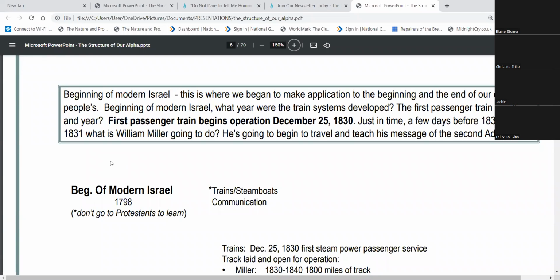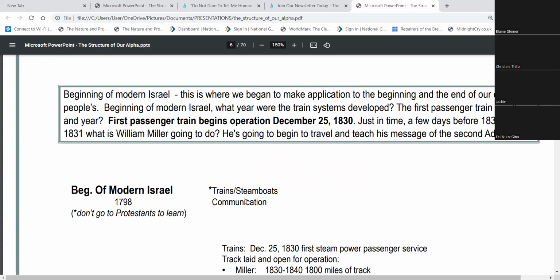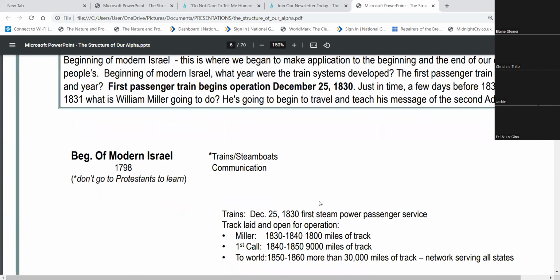The beginning of modern Israel. This is where we began to make application to the beginning and the end of our own peoples. Beginning of modern Israel. What year were the train systems developed? The first passenger train, month and year. The first passenger train begins operating December 25th, 1830, just in time, a few days before 1831. In 1831, what is William Miller going to do? He's going to begin to travel and teach his message of the second advent. So you have the beginning of modern Israel.